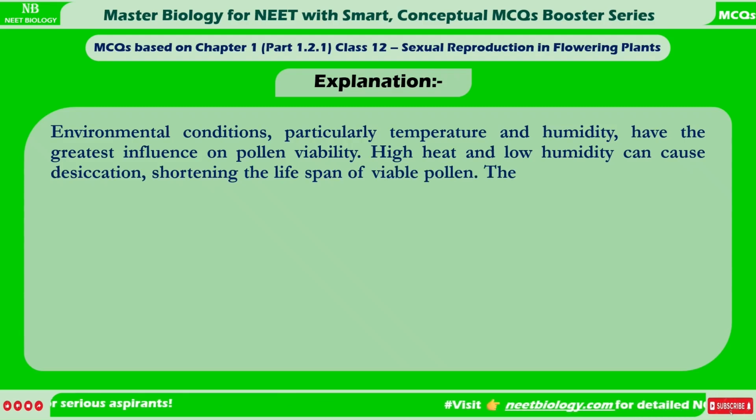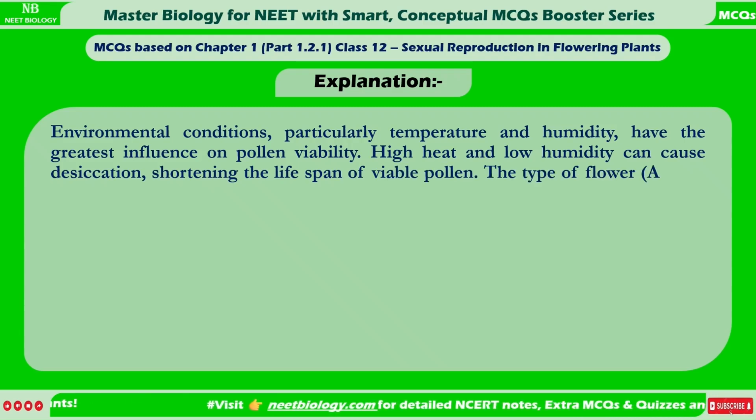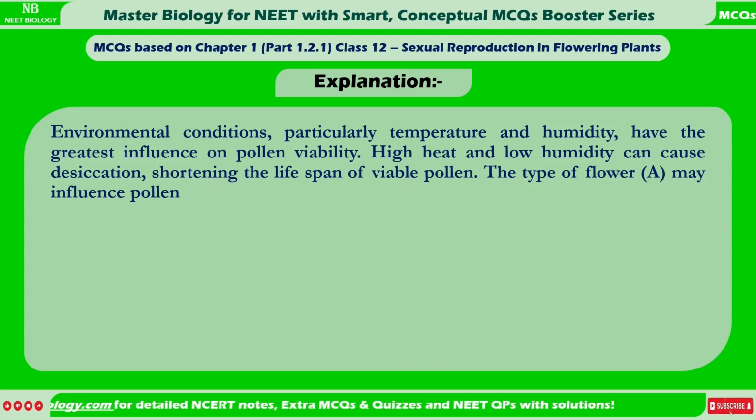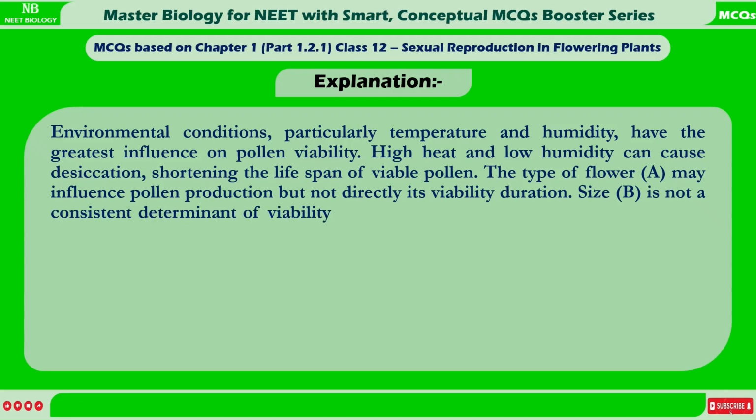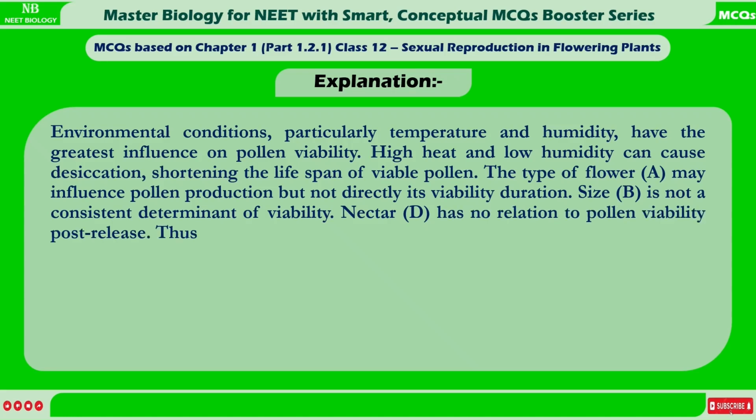The type of flower, A, may influence pollen production, but not directly its viability duration. Size, B, is not a consistent determinant of viability. Nectar, D, has no relation to pollen viability post-release. Thus, C, temperature and humidity is the correct answer.